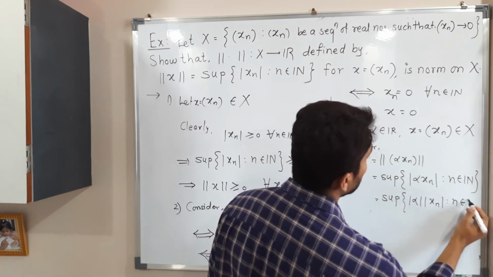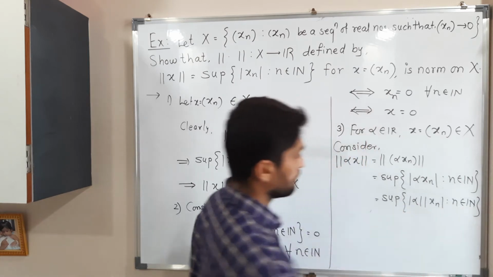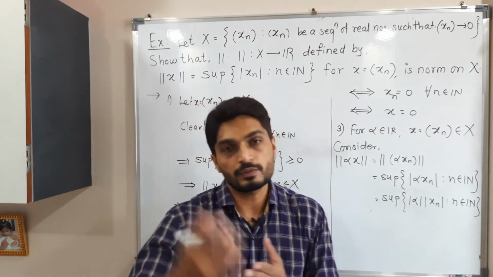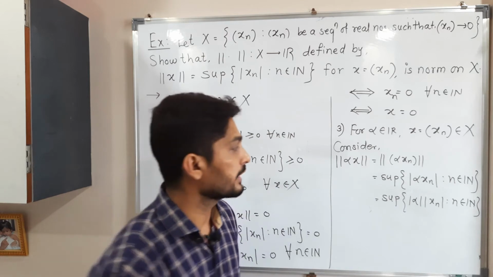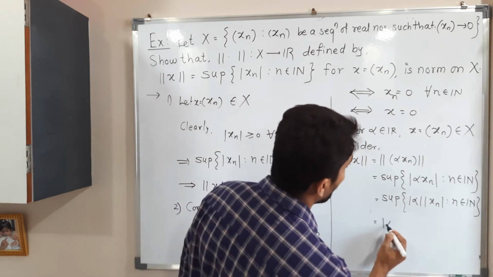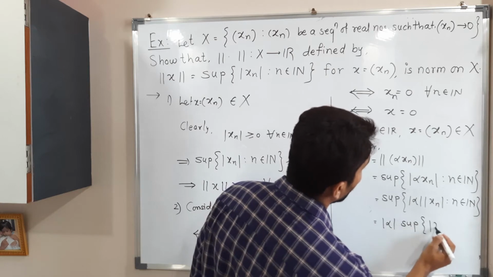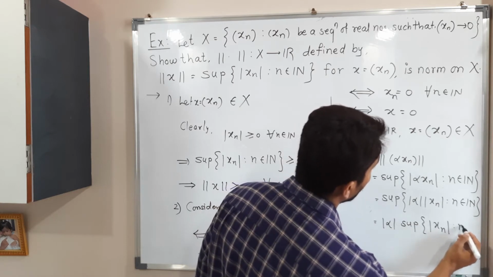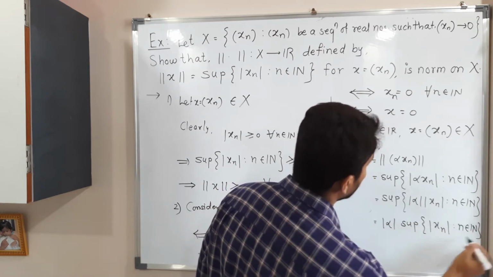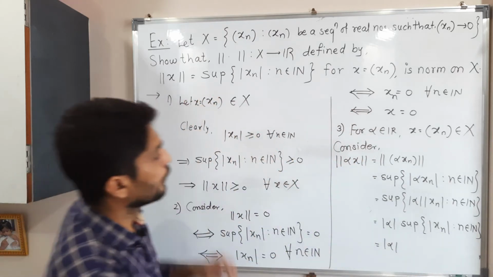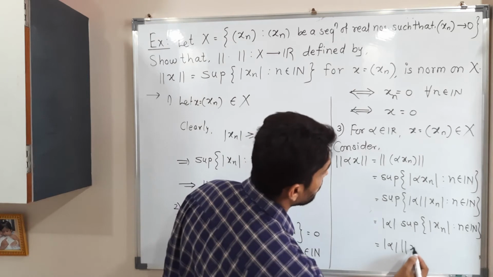Okay, but see, here we are taking their supremum, and mod alpha is a constant which is independent of n, so that's why we can take it common and take it outside. So this is equal to mod alpha and supremum of mod xn, n belongs to set of natural numbers. So this is equal to mod alpha. This is the definition of what? Norm x. Definition of norm x.